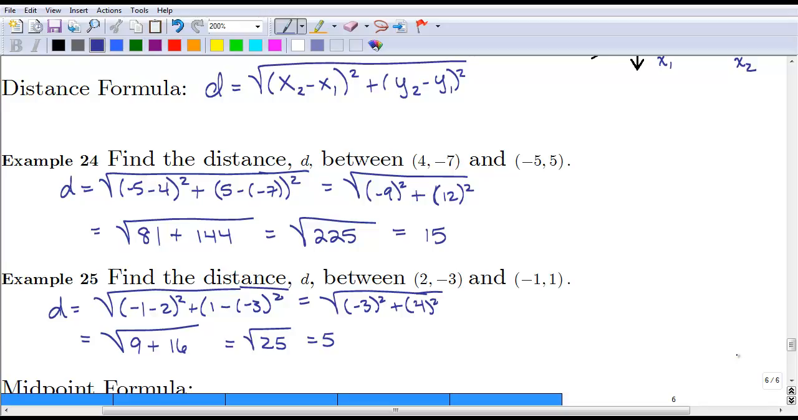This concludes the video for the distance formula. The next video will discuss the midpoint formula.